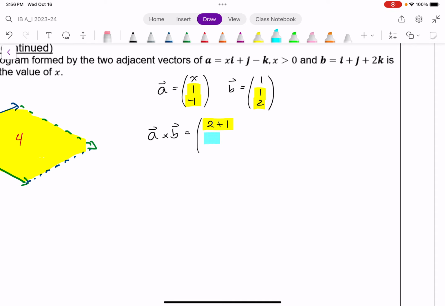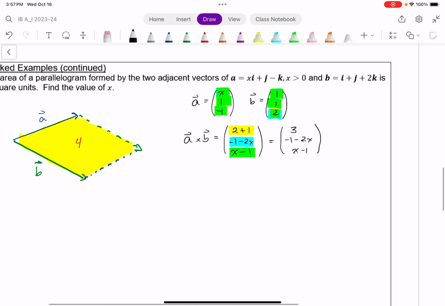So next, for the next element right here, I want to go -1 times 1 minus x times 2. So it's -1 minus 2x. And then my last element will be, where am I looking at here? Again, it'll be x times 1 minus 1 times 1. So x minus 1. Which I can clean up a little bit and get just 3, -1 minus 2x and x minus 1. Those are my 3 elements.